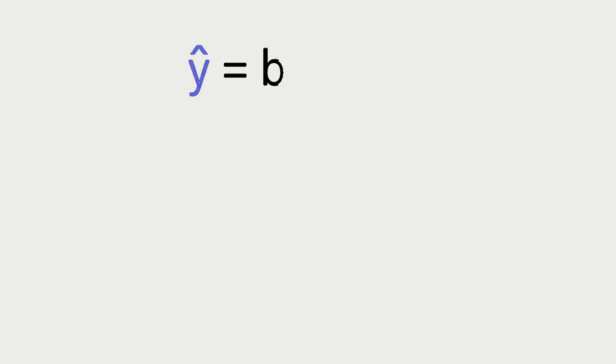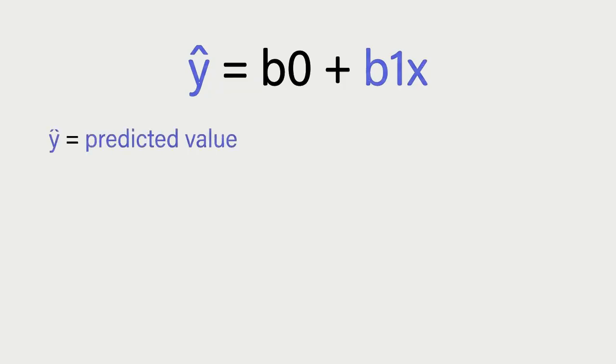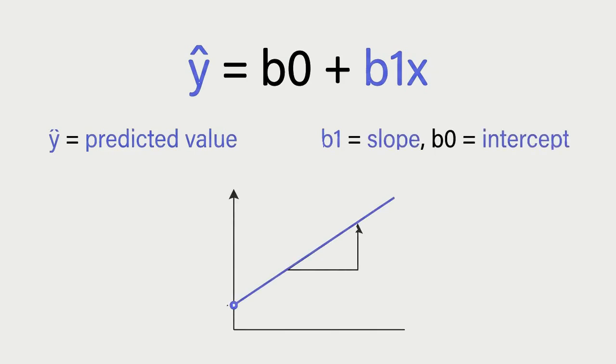The equation of the best fit line is y hat equals b0 plus b1x. Y hat means the predicted value of y. b1 is the slope and b0 is the intercept. The slope tells you how much y is predicted to change when x increases by 1 unit. The intercept is the predicted y value when x equals 0.